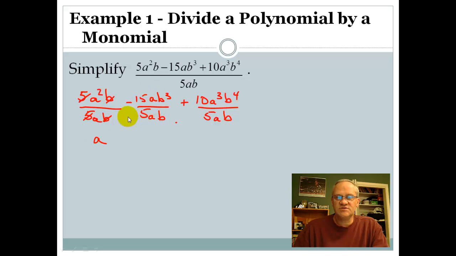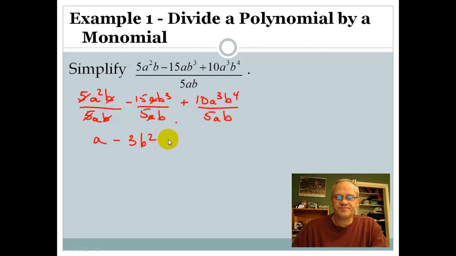Then let's do the second part. Now we've got the minus. I got a negative 15 divided by 5, so that's 15 divided by 5 is 3. And again, that's on the top of the fraction. A divided by a, those cancel. And then I've got b to the third over b, so this is like 3 minus 1, which is b squared, and that will also be on the top. So we've got minus 3b squared on that one.